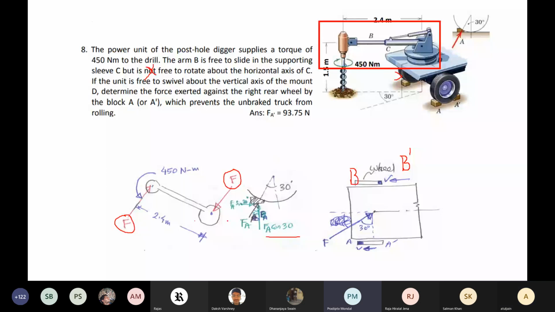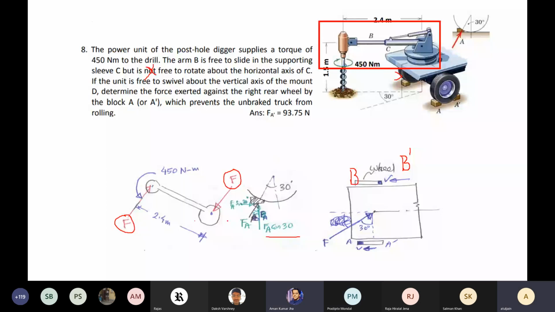Sir, where did this F come from? 2F forming a couple is the counter couple to the 450 Newton meter that we have applied. Sir, I am talking about the red one that you have circled in red. Now the 2F is the counter couple to the 450 Newton meter load that is applied. Why do we need a counter couple here? Because the body is in a state of equilibrium.